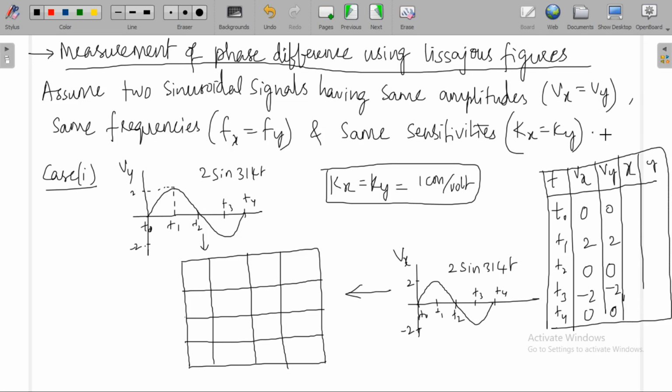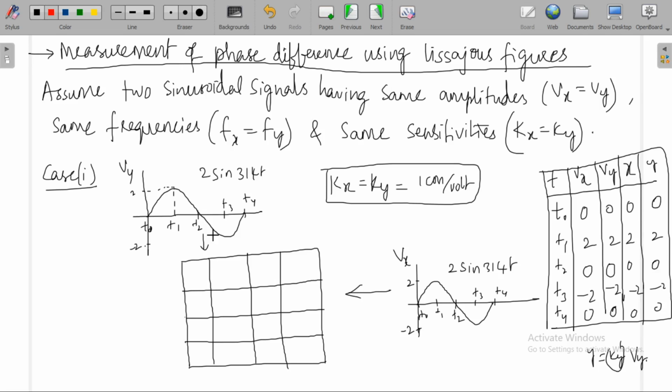X is equal to kx into Vx. Anyhow, kx is equal to ky is equal to 1 centimeter per volt. Then Vx will be equal to x. So 0, 2, 0, minus 2, 0. Y is equal to ky into Vy. Anyhow, ky is equal to 1. Then y will be equal to Vy: 0, 2, 0, minus 2, 0.